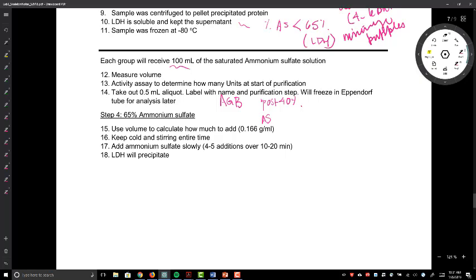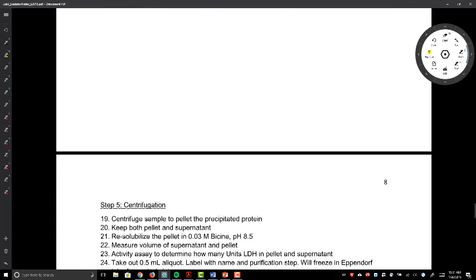Then you'll slowly add ammonium sulfate, so 4 to 5 or like 6 additions over 10 to 20 minutes. And then you'll notice, again, you'll see some cloudiness happening, and this will be LDH among some other proteins that are precipitating out of solution as you add the ammonium sulfate.